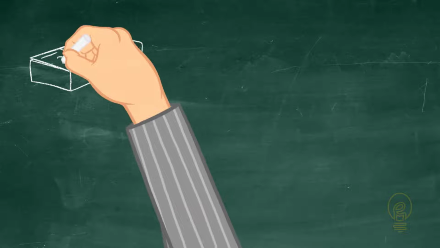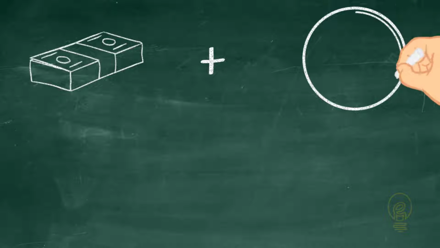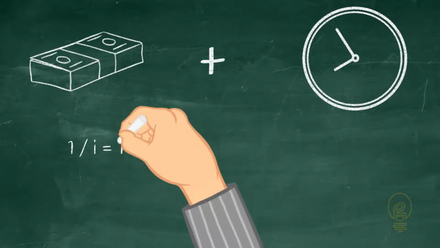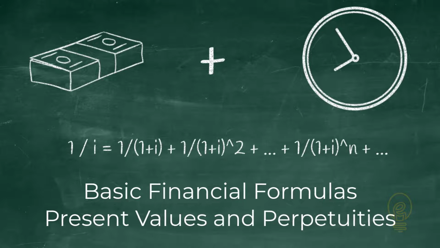The time value of money is a major component of our everyday lives. Today, I will talk about present values and perpetuities, and how the formulas associated with each of these can help you make better financial decisions. Let's begin with a simple building block, the present value formula.